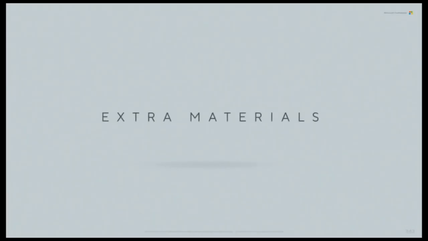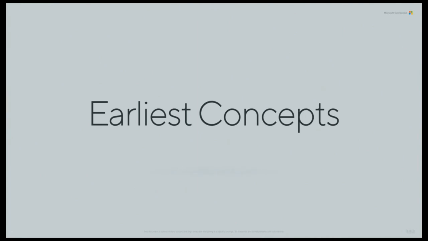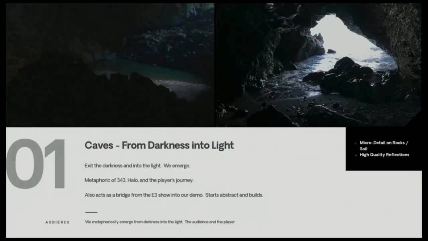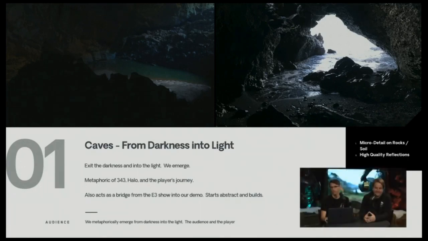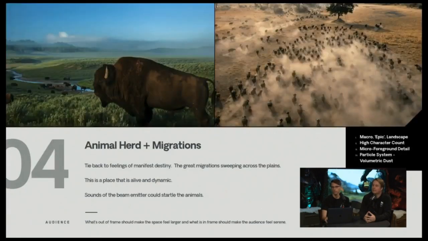All right, and what do I have here? Oh, earliest concepts. I don't think anybody wants to see concepts, right? These were some of the earliest slides that we have. Again, kind of emerging from the cave, which ended up being in there. Animal herds. Again, some of this went into the slip space demonstration nature of this. Like, we wanted to show that our engine can do a lot of characters on screen at once, because that is one of the great things about our engine.